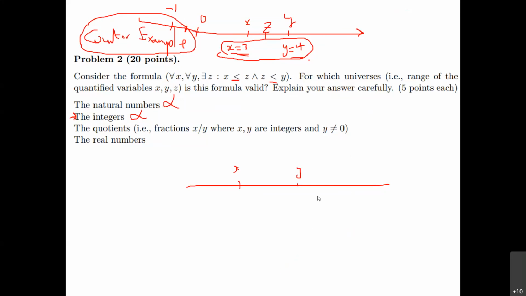I hope you're happy. So what do you think for quotients? Would it work? Like if x is 3/4 and y is, I don't know, 2/1, so just 2. Would it work here? Can you find something in the middle between x and y?